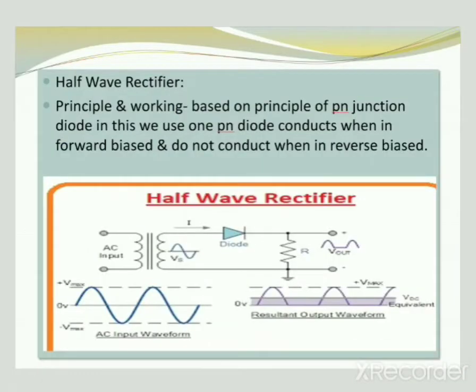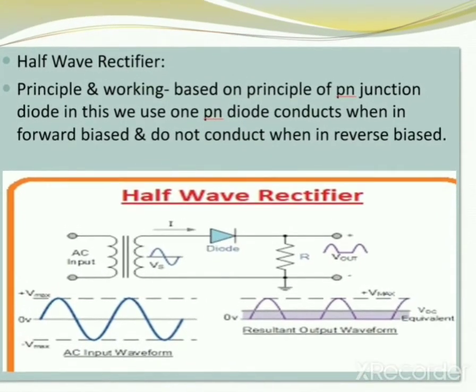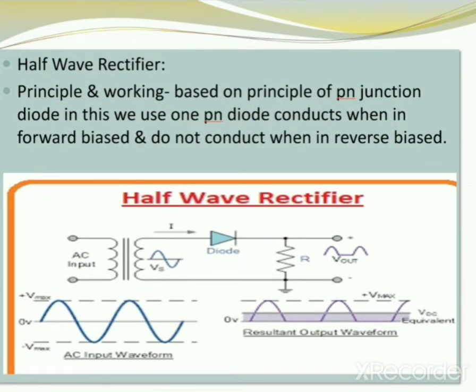Now what is a half wave rectifier? So it works on the principle of the p-n junction diode. The principle is based on the working of the p-n diode. In this we use one p-n diode. The p-n diode conducts in forward bias and does not conduct in reverse bias. The p-n diode acts as an open circuit in reverse bias.